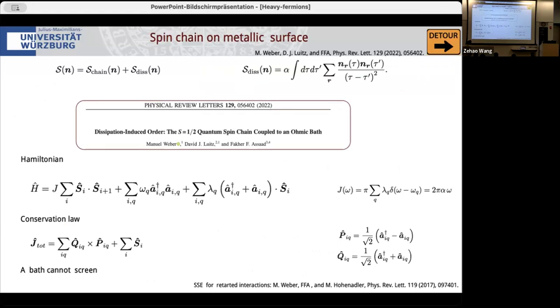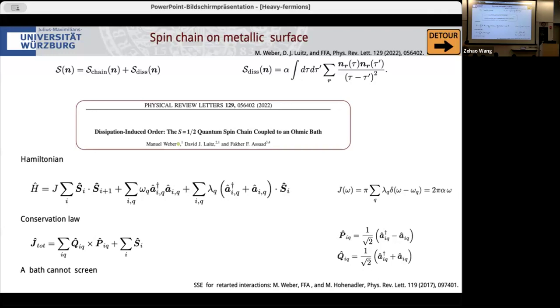And the first thing you realize is that a bosonic bath cannot screen. Why is this? It's actually pretty simple to see. If I take only one spin one-half and couple it to a bosonic bath, forget about this I, then there is a conservation law: total angular momentum. Q cross P is the integer angular momentum, and this is the one-half angular momentum. Your J total is a conserved quantity, so you will never get a singlet ground state out of this. So you cannot screen a spin one-half with a bosonic bath.